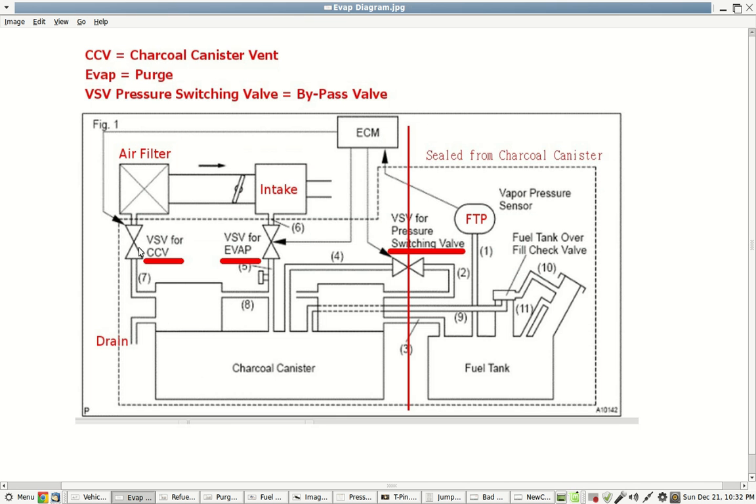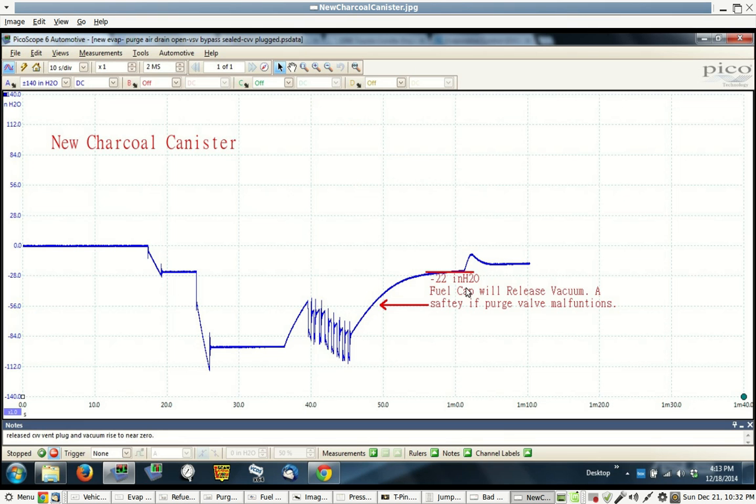Now I release the vent valve. So I take and momentarily open this up by taking the ground off of it, and the pressure immediately rises. So now I'm comfortable that my vent valve is working properly. I put the ground back onto it and seal it off again, and the vacuum that's still in the fuel tank, because it's a big system, it immediately pulls it down.